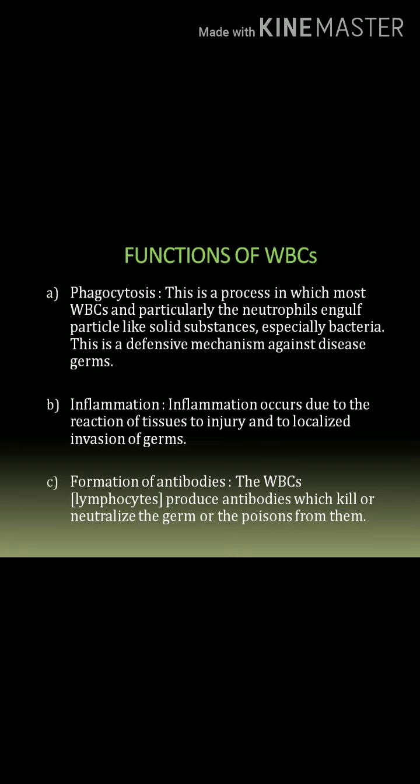When disease-causing germs enter our body, sometimes they release poisonous substances that we call toxins. Here the WBCs identify the type of toxin, and in relation to that toxin, antibodies are produced. Those antibodies act as antitoxins. These antitoxins neutralize those poisonous substances.